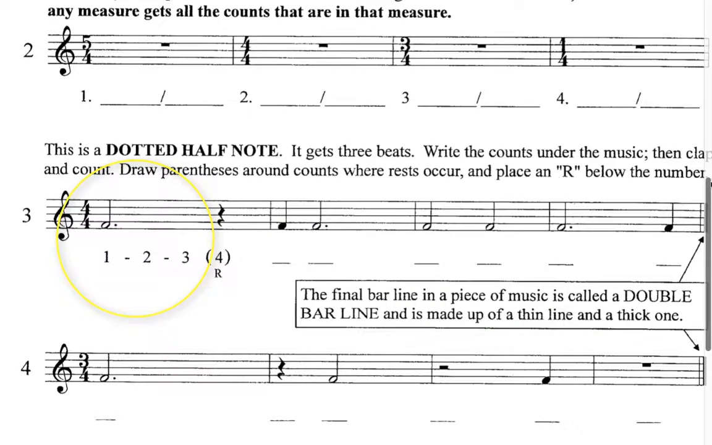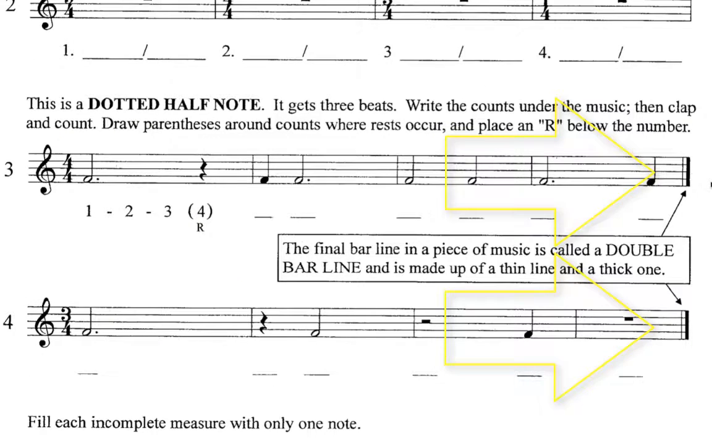This is a dotted half note. It gets 3 beats. The final bar line in a piece of music is called a double bar line and is made up of a thin line and a thick line.